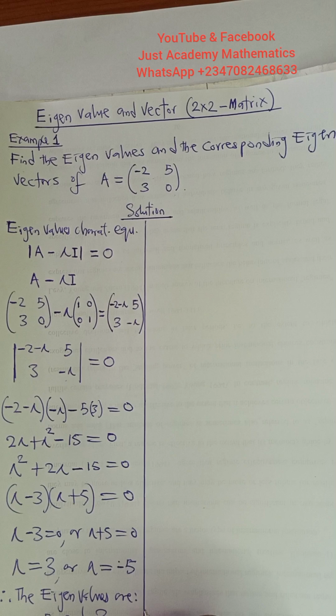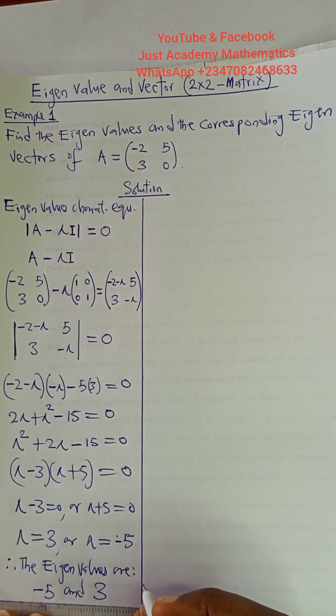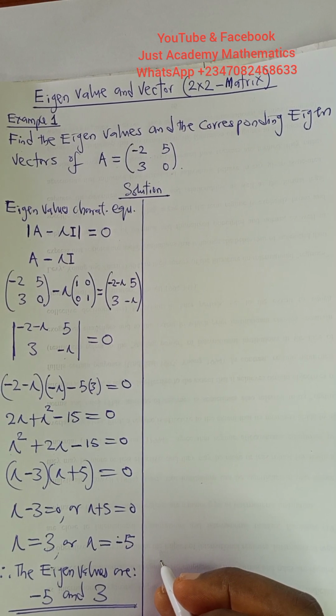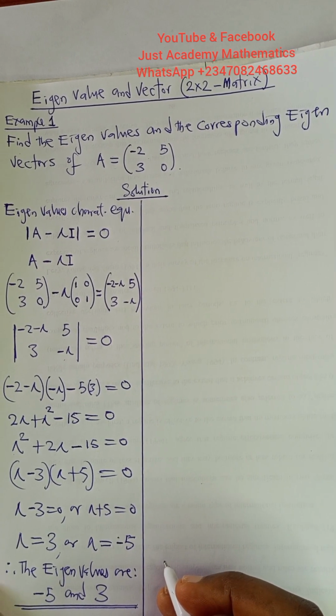They want us to find the eigenvalues. We are telling them now that the eigenvalues are minus 5 and 3. I get what I'm saying? So that is the two values.